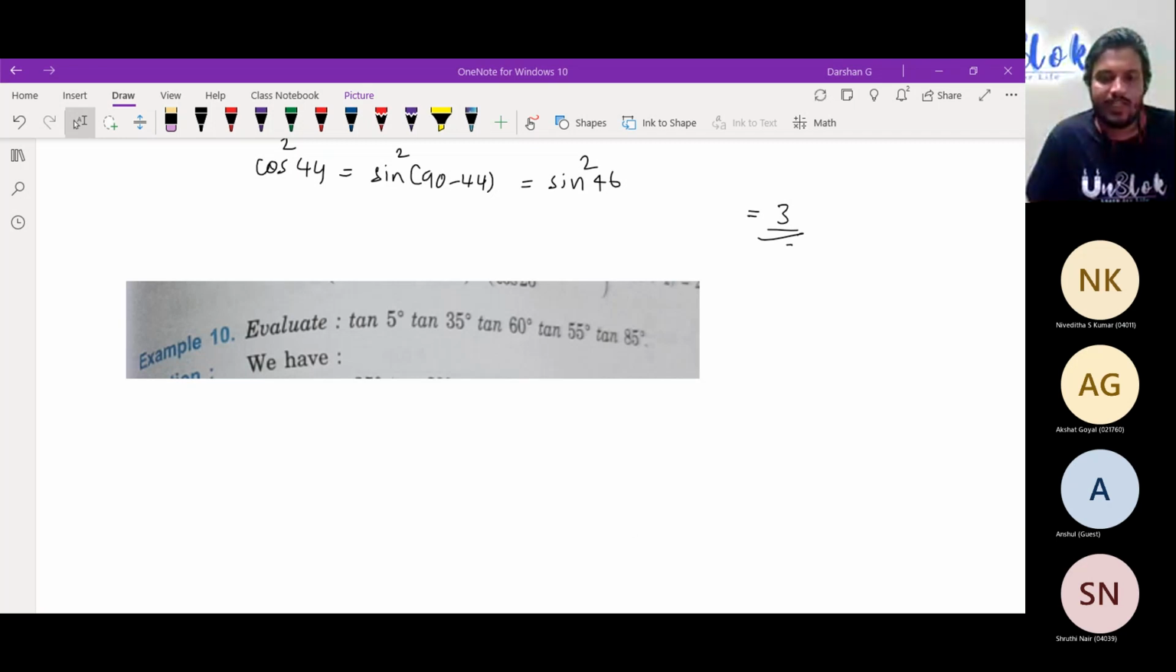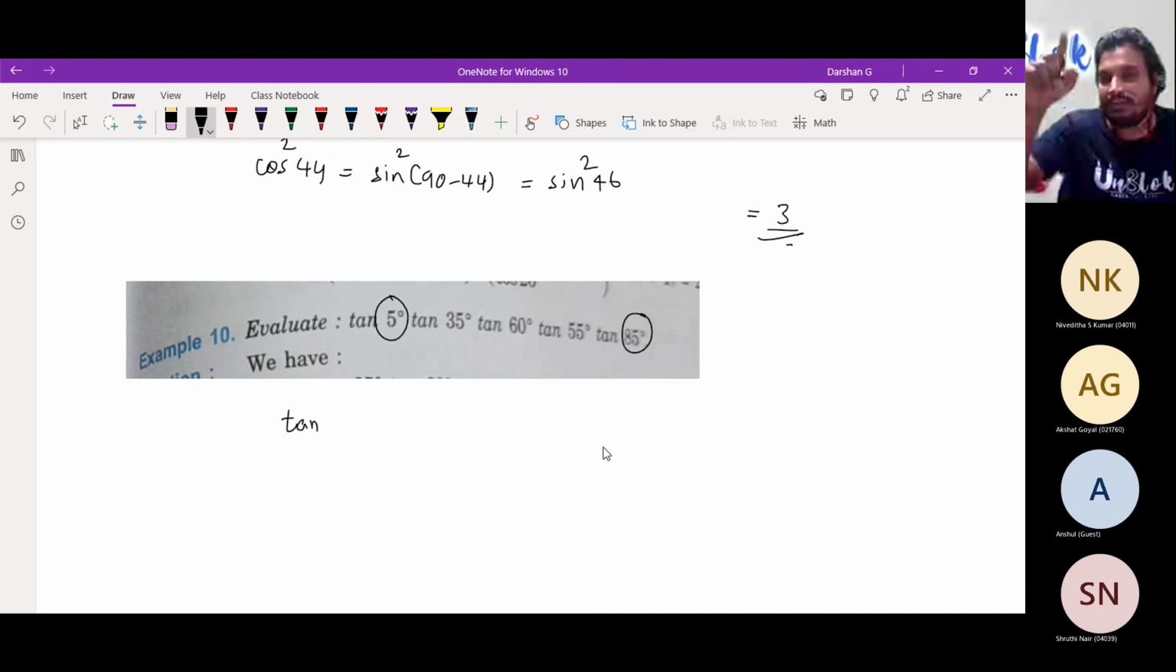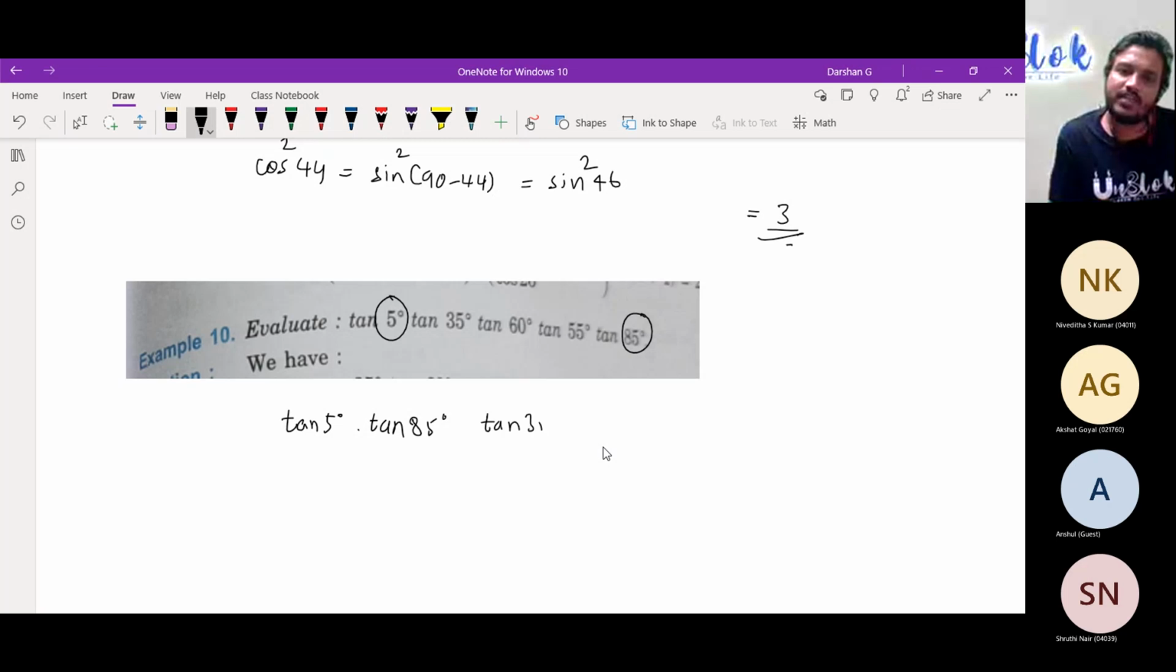Okay. Anybody with the answer, like how to go about this? This is slightly tricky, but it's not so tricky as well. So I understand that there is 5 and 85. So if I do 90 minus 5, I'll get 85. So that idea I'm using. So tan 5 degrees and tan 85 degrees, I'm writing with one group. Tan 35 degrees and tan 55 degrees, I'm writing with one more group. Tan 60, I'm writing it like that itself. And I know the value of tan 60. It's a standard angle. We know about it, right?